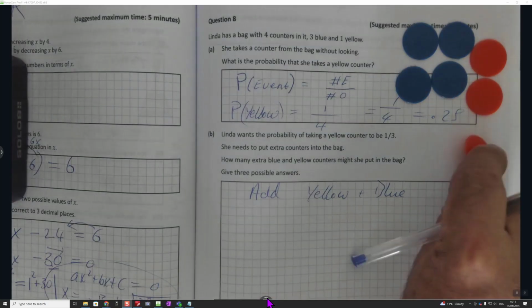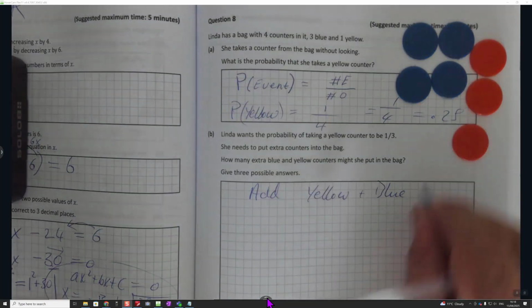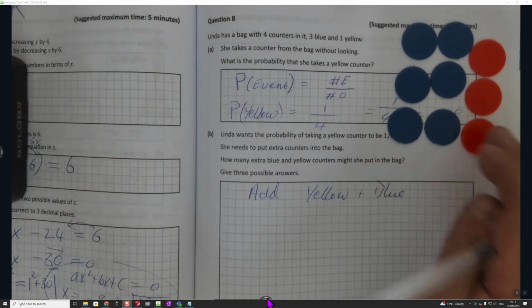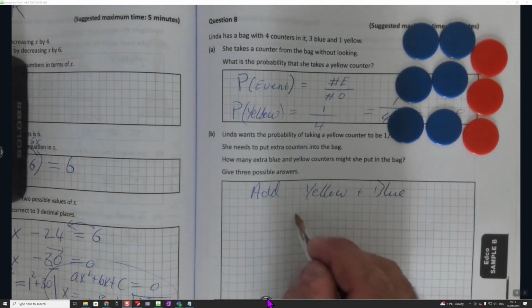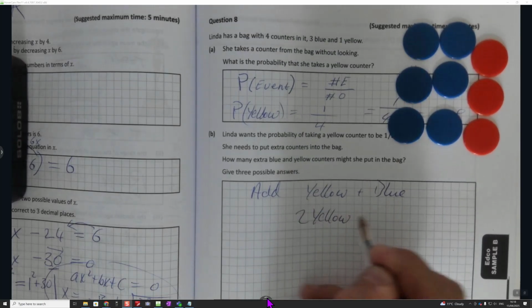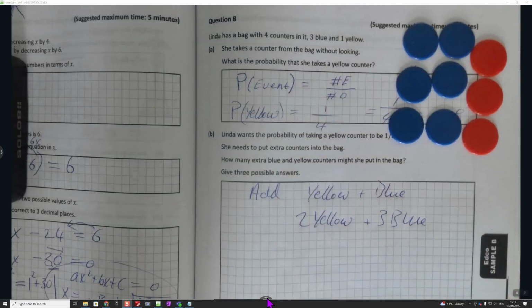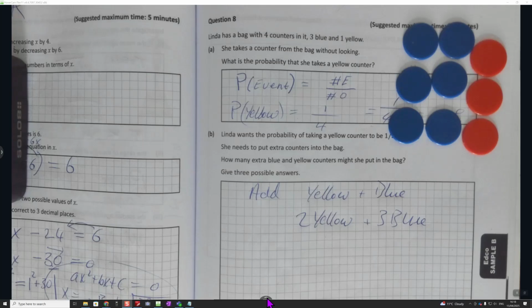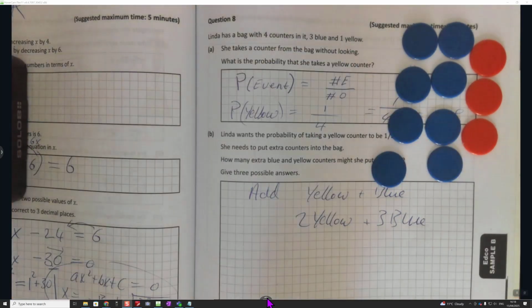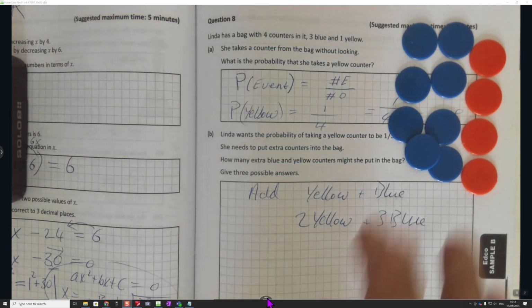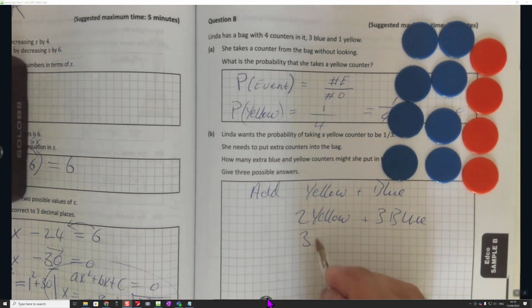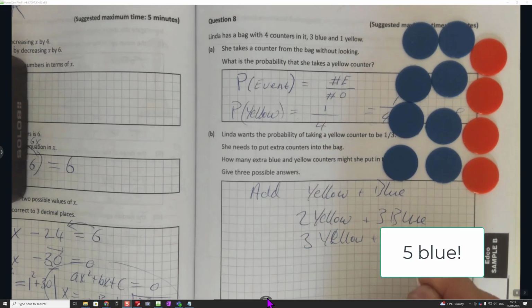Another one will be to add further this amount, which is 2 yellow and 3 blue. And basically I want to continue with that. I could continue with that pattern. Go again, adding 2 blue and a yellow, making it 3 yellow and 4 blue.